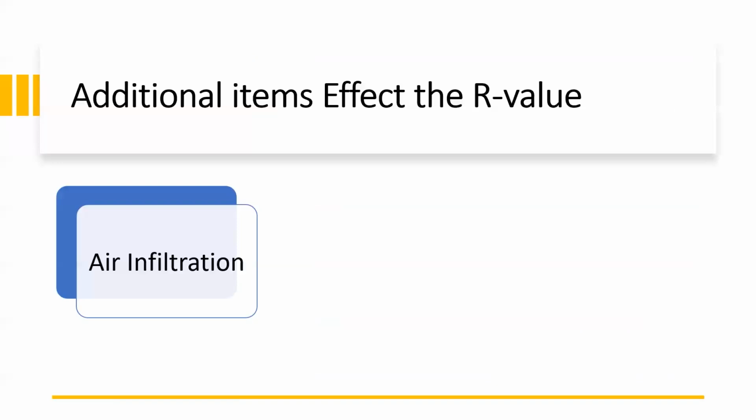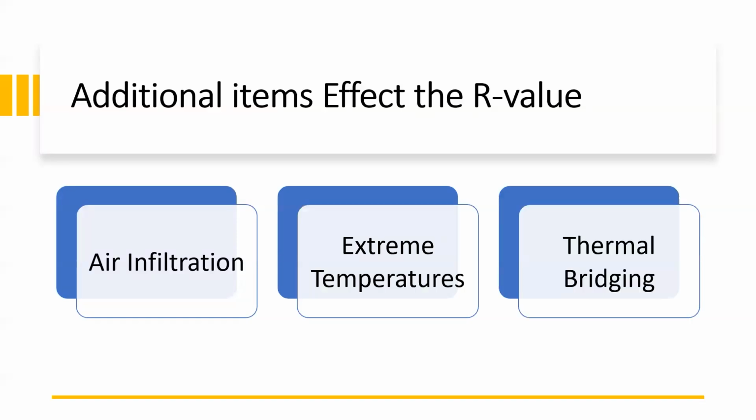With this, additional items affect the R value. Air infiltration, we just talked about that. You let air into the cavity and it diminishes the R value. Simple as that. And then extreme temperatures, both sides, inside and out, we talked about that too. If it's missing a block on any side of the cavity, you're now exposing it to extreme temperature differences, either cold or hot. And then you've got thermal bridging. The framing material that surrounds the insulation: the more framing material used, the lower the overall R value of the thermal envelope.